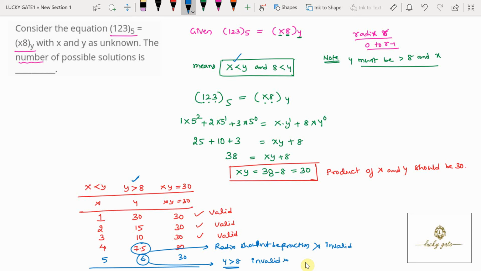So for this question, how many valid cases are possible? 3. The question asks for the number of possible solutions. How many possible solutions do we have? 3 possible solutions. So the answer for this question is 3.